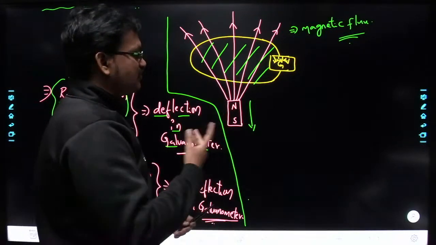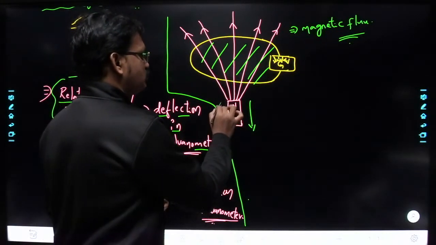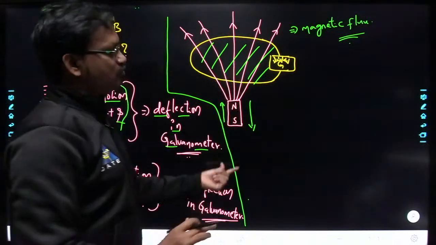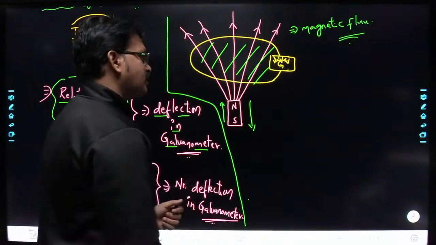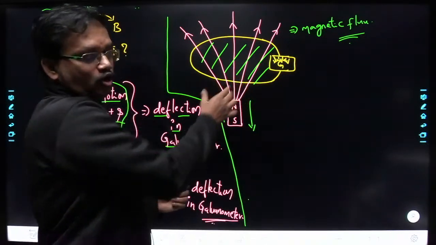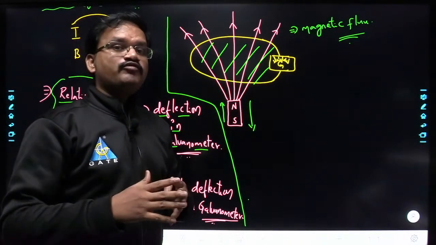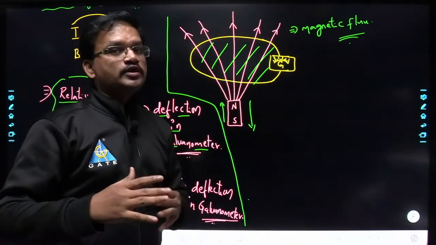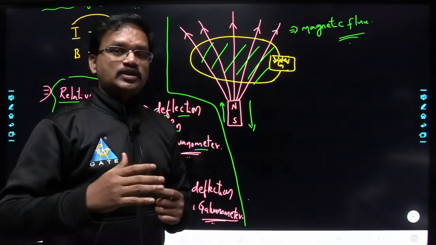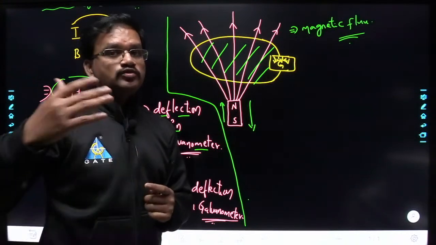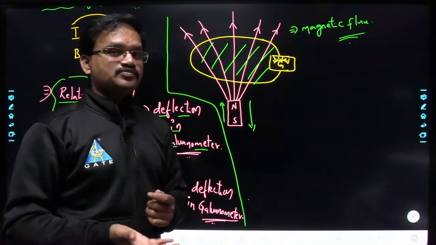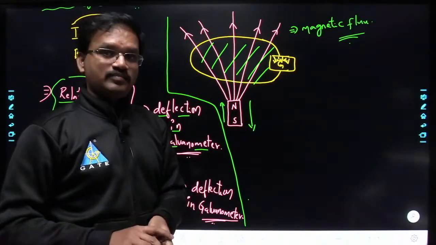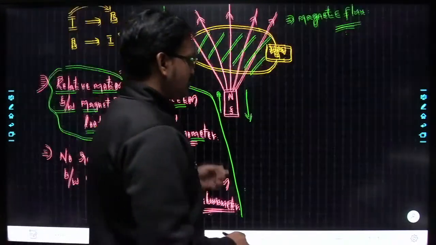Understood? Now in a similar manner, if you move the magnet in the upward direction, that is nearer to the loop, then what will happen? The number of field lines that are penetrating through the loop is going to increase with respect to time. So that means the magnetic flux through the loop is going to increase with respect to time. So in this case also, he has observed the deflection in the galvanometer. Understood?